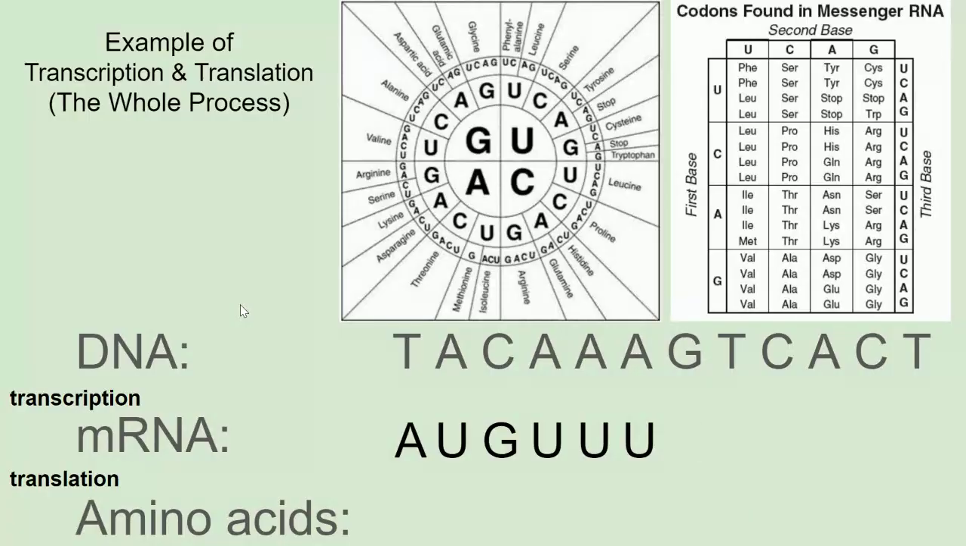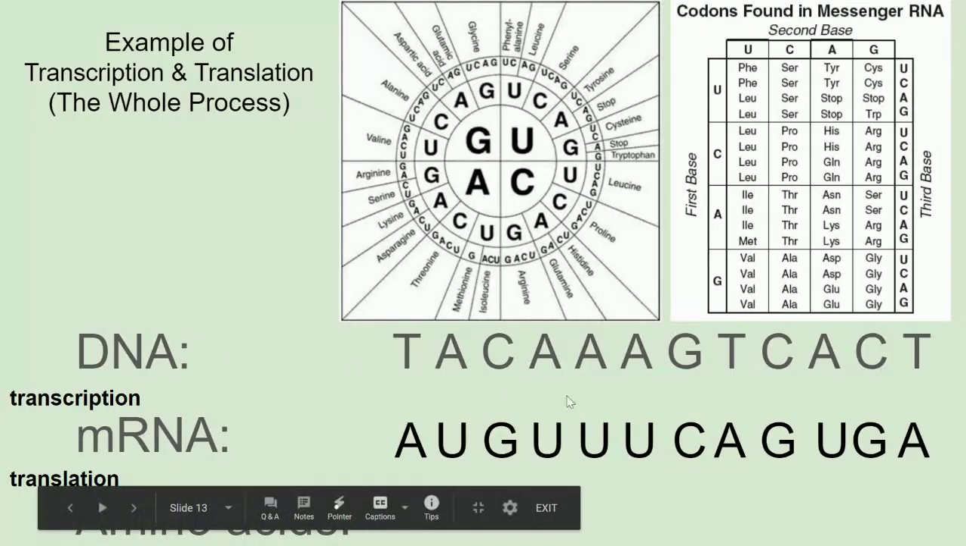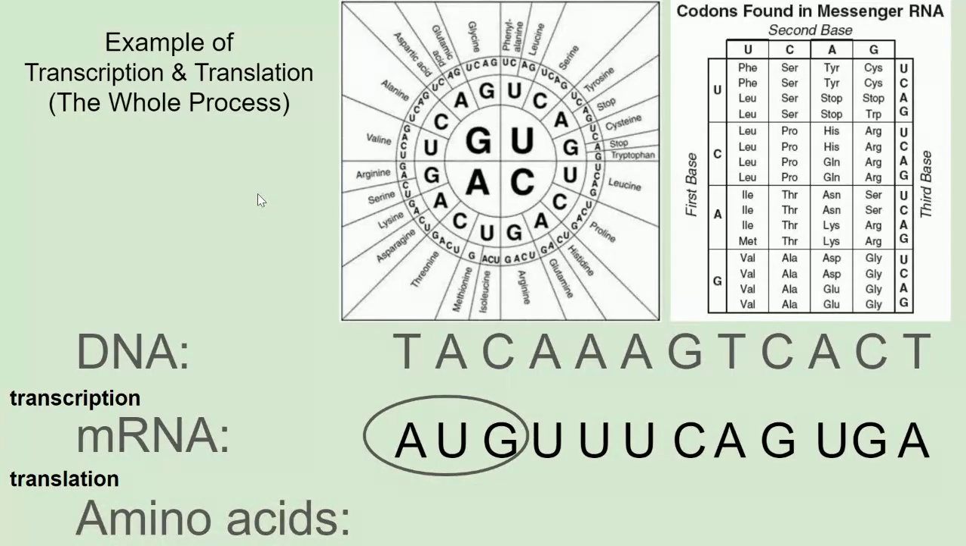G is going to call for a C. T is going to call for an A. C is going to call for a G. A will call for a U. C will call for a G, and T calls for an A. Then I scan my RNA and I look, is there an AUG somewhere? Because I know AUG starts, there it is, AUG. And I would circle it. Then I would circle every group of 3 after there, because those are my codons.